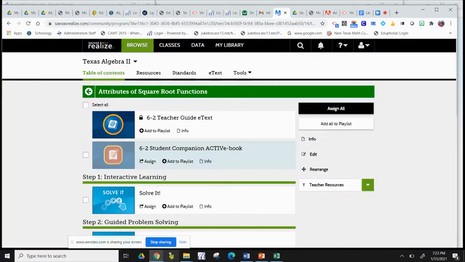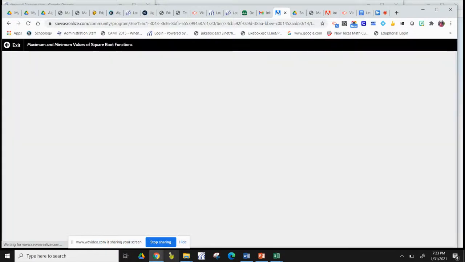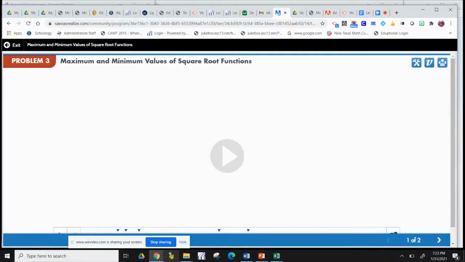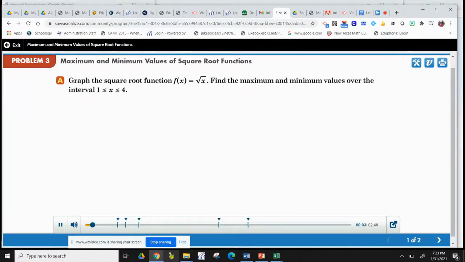Okay. Now let's look at this one, maximum and minimum. We've done this before. Some of you had a little trouble with it. In this problem, you will identify maximum and minimum values of square root functions. Part A. Graph the square root function f of x equals the square root of x. Find the maximum and minimum values over the interval x is greater than or equal to 1 and less than or equal to 4. In other words, find the highest point and the lowest point between where x is 1 and x is 4. So you only want the part of the graph between the x values 1 and 4.